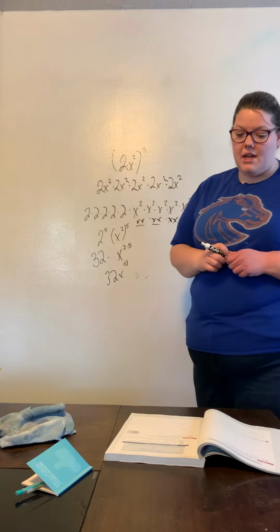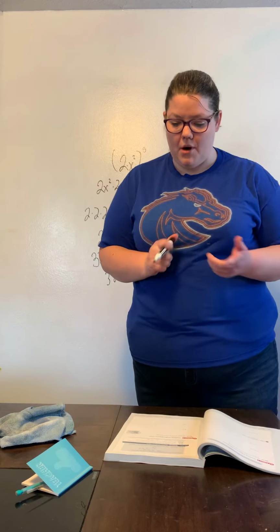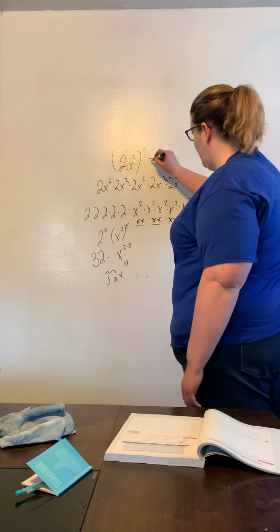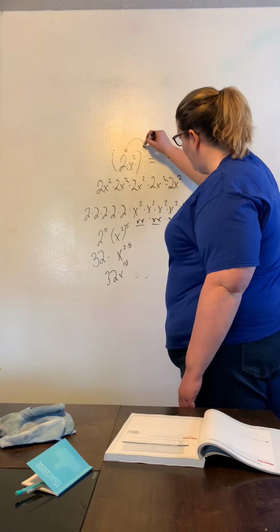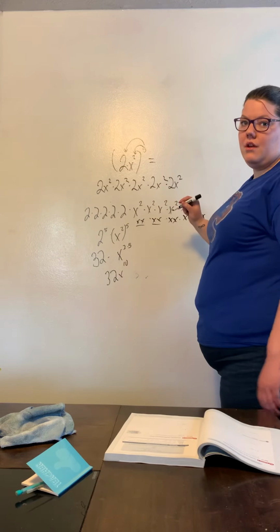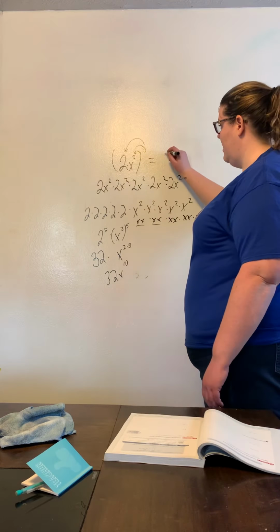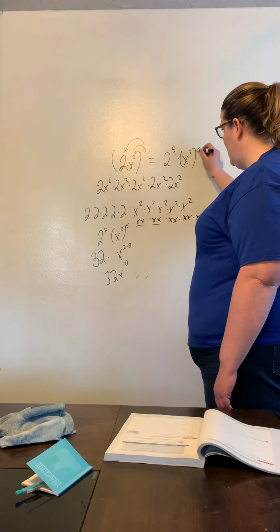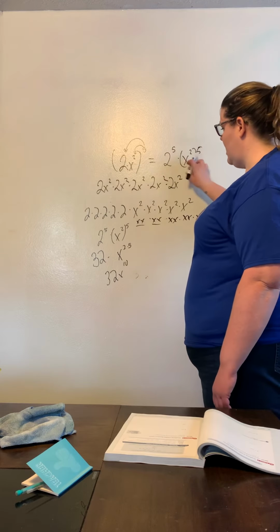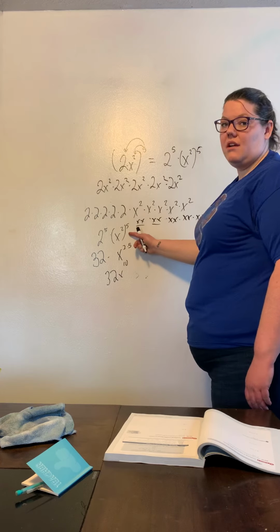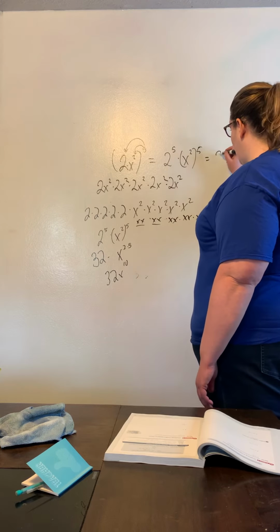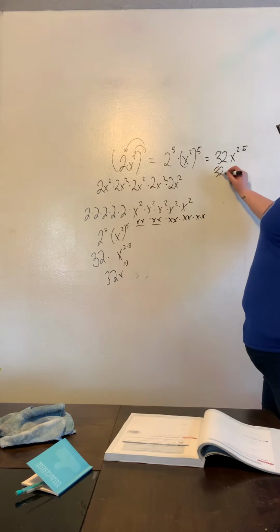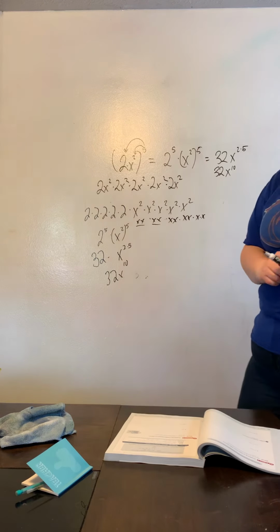So when we're raising a product to a power, all that we have to do instead of writing out all of this statement is we're going to take this 5th power and we're going to put it in both parts of the product. So 2 to the 5th power times x squared to the 5th power. So we could just get here without doing all this step. It takes us to right here. And then again, that should be 32 x to the 2 times 5, which is 32 x to the 10th.